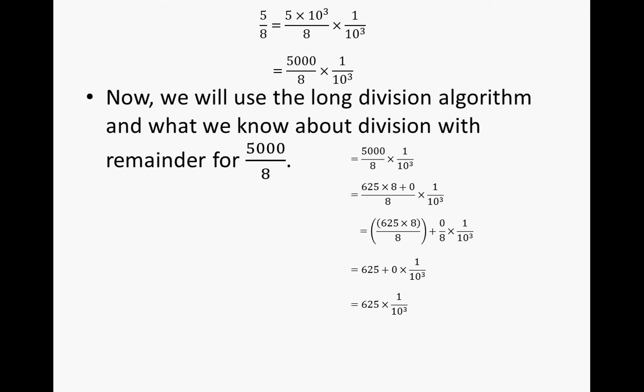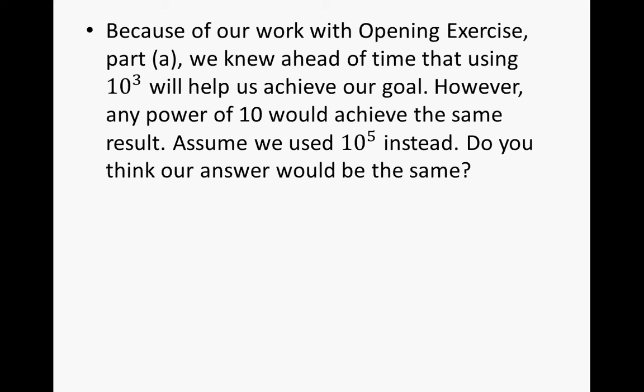And 625 times 1 over 10 to the third power is 625 over 10 to the third power. This is 625 thousandths. Because of our work with the opening exercise, Part A, we knew ahead of time that using 10 to the third power would help us achieve our goal. However, any power of 10 would achieve the same result.